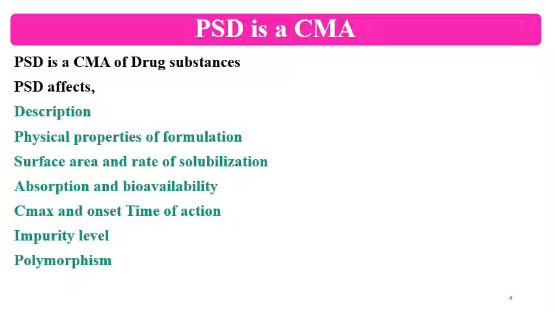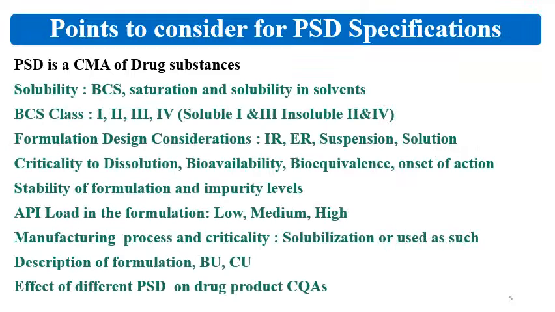It also impacts impurity level, and sometimes particle size reduction techniques will tend to have an impact on polymorphism. Sometimes melting of the API may happen due to particle size reduction techniques, and also sometimes the grinding techniques or milling of the API may lead to formation of an amorphous form.